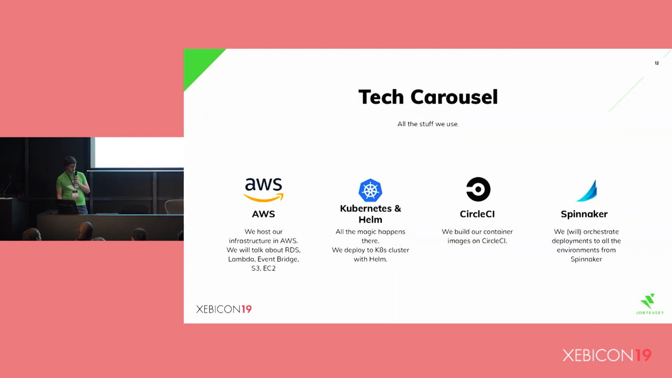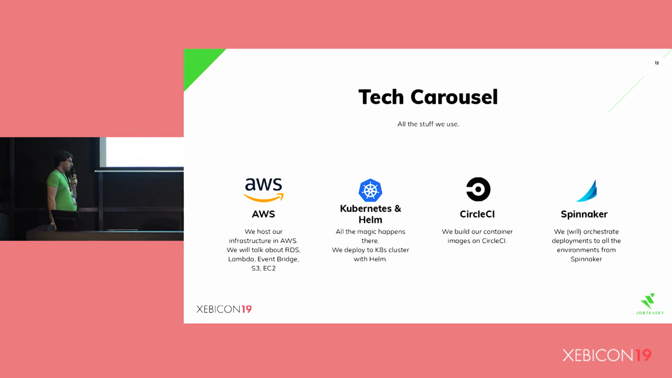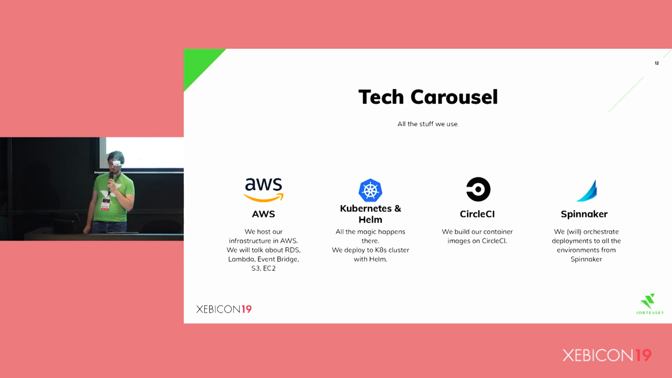And so what are the technologies we will cover or try to cover in these 30 minutes? AWS, because all our infrastructure is deployed there. We will see we used a lot of RDS, some Lambda, EC2, and other weird things like EventBridge. Kubernetes and Helm, that I hope you are familiar with. All our code and projects are deployed in Kubernetes, and we pack them with Helm. And then CircleCI and Spinnaker for building and deployment.